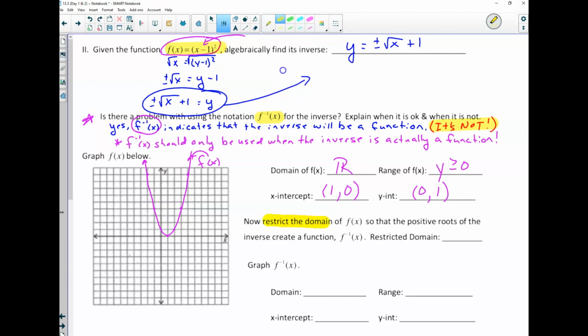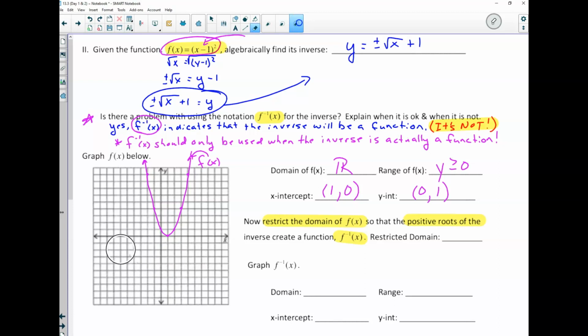Now they want us to restrict, because it's not a function right now. We're going to restrict the domain of f so that the positive roots of the inverse create a function, so it'll pass the horizontal line test. Remember, it's actually pretty easy. Here's my vertex right here. This side is the positive half of the parabola. This side is the negative half of the parabola. It's really easy to split that little bugger up.